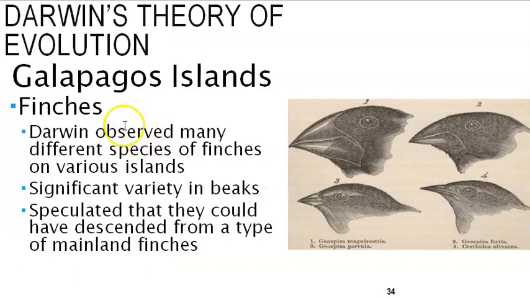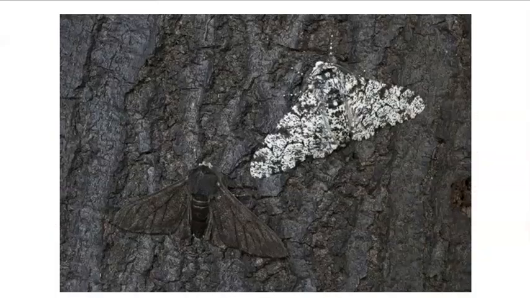Not only that, finches. Darwin saw that the beak is a tool, but those tools were specifically adapted to the environment. Many types of finches on various islands, and there was a lot of variety in beaks. And so they could have descended from a type of mainland finch, but then changed through time based upon their environment and the food that they had.